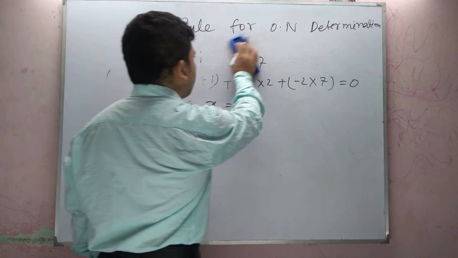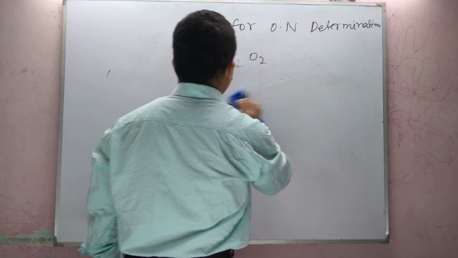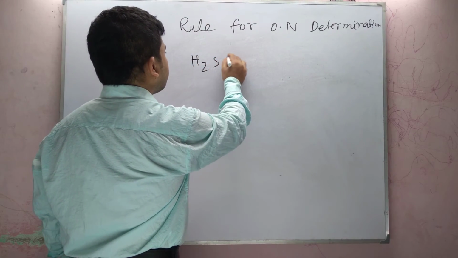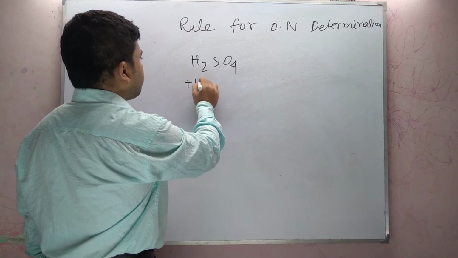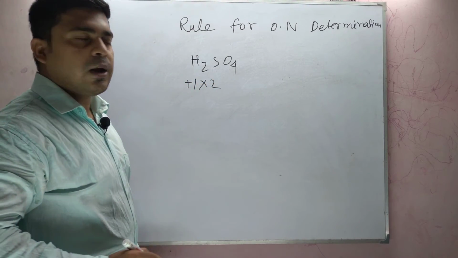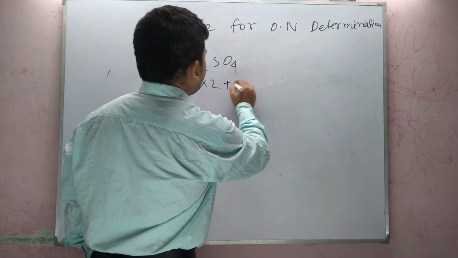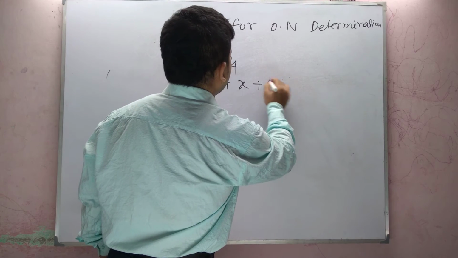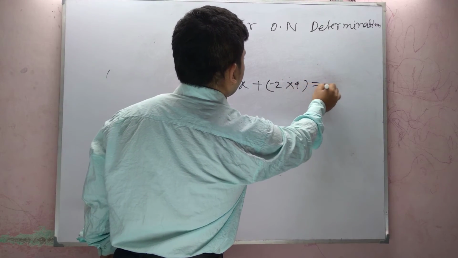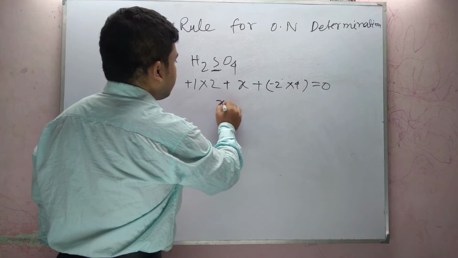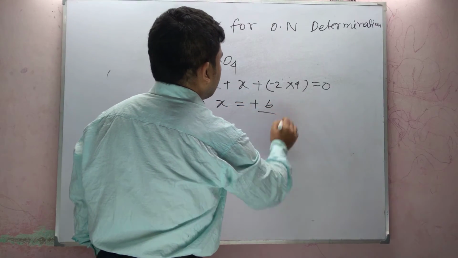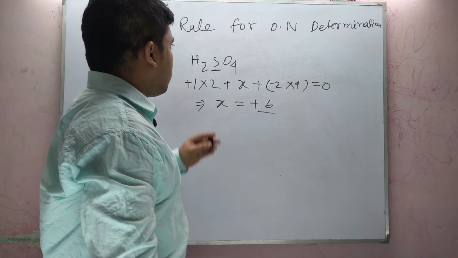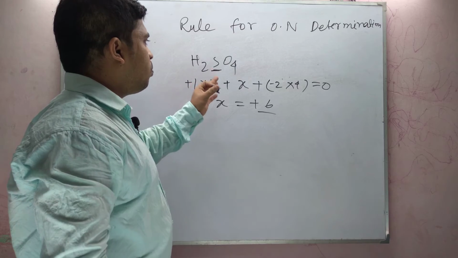In a similar way we can calculate the oxidation state in other compounds, like H2SO4. Hydrogen has an oxidation number of +1, so +1 into 2. For sulfur we take X, and -2 into 4, and the overall result is 0. So X is calculated as +6. In this way we can determine the oxidation number of an atom in a molecule.